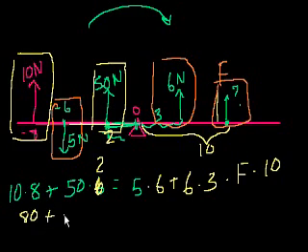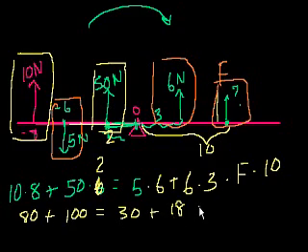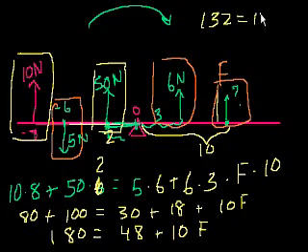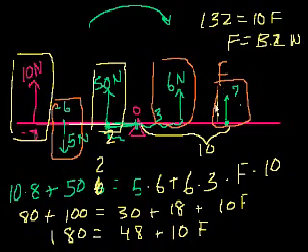We get 80 plus 100 is equal to 30 plus 18 plus 10f. We get 180 is equal to 48 plus 10f. What's 180 minus 48? It's 132. So we get 132 is equal to 10f, or we get f is equal to 13.2 newtons. So we guessed correctly that this is going to be a clockwise. Sorry, I keep mixing up all of the clockwise and counterclockwise, but this is going to be a clockwise force, right?